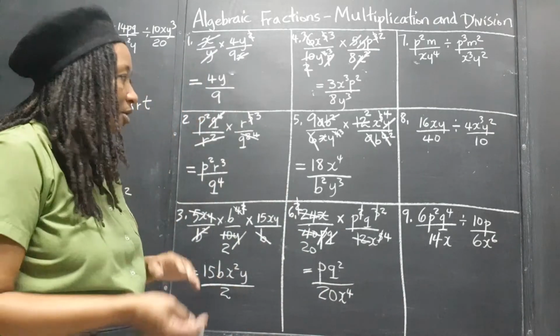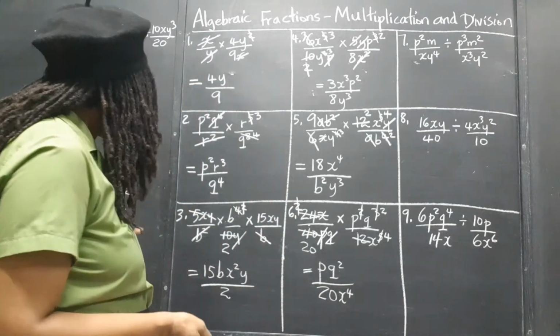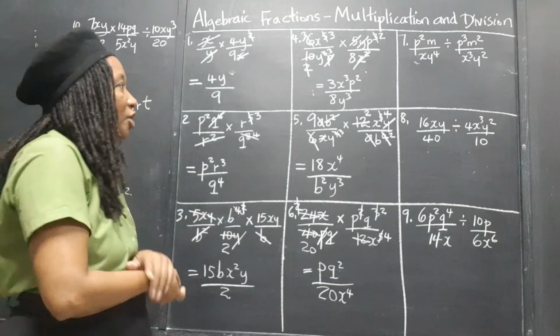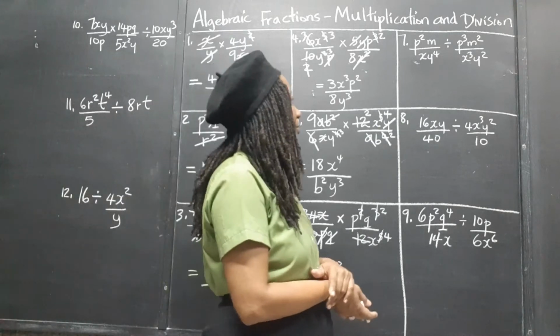Okay, so we're halfway there. We have 12 problems and we're at number 6. So the remaining problems have to do with division.